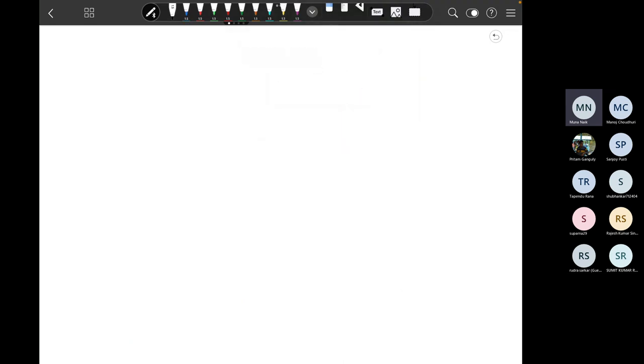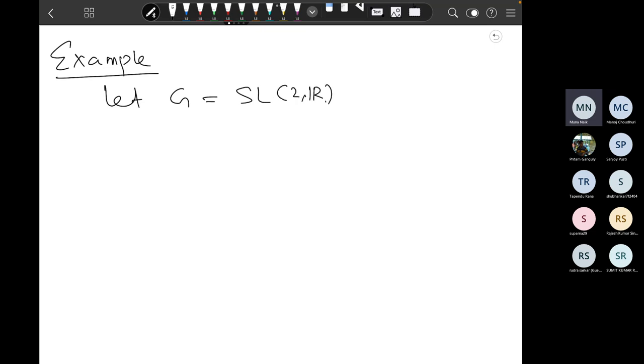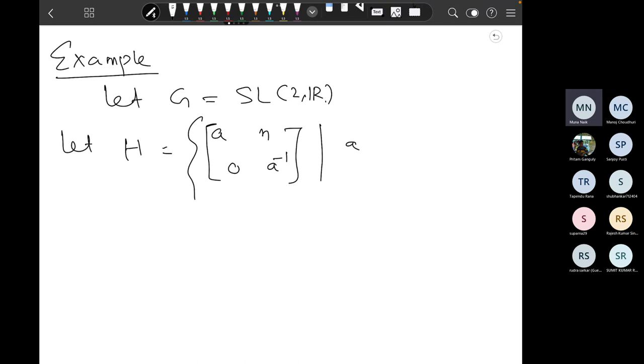Let G be equal to SL2(R). Let H be the minimal parabolic subgroup, which is the set of matrices a, n, with a greater than 0 and n belonging to R. So this SL2(R) is a unimodular group, but H is not a unimodular group.